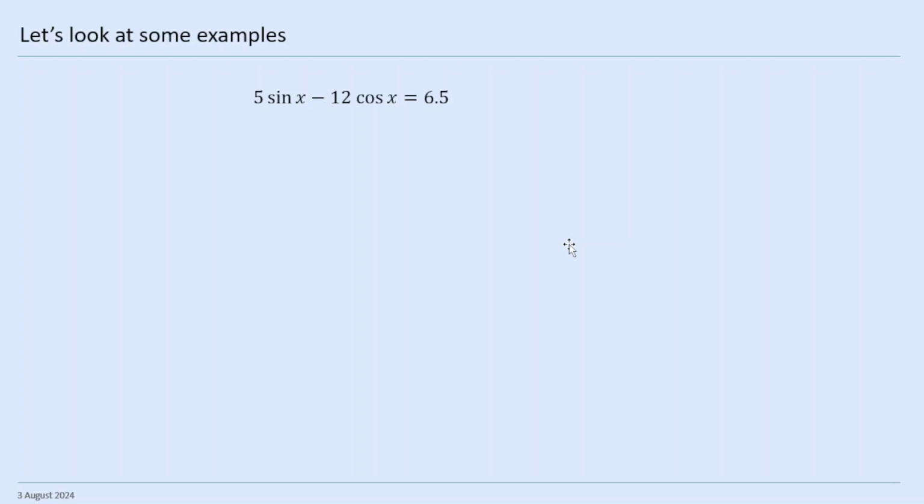Now here's another kind of example. We've got to solve this equation. So 5 sine x minus 12 cos x equals 6.5. What is x? So we're going to use the R formula to get a new form for 5 sine x minus 12 cos x.